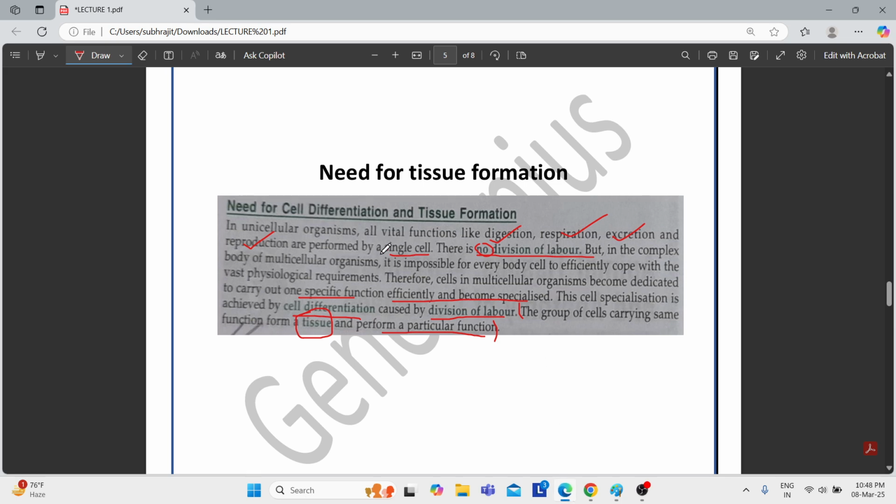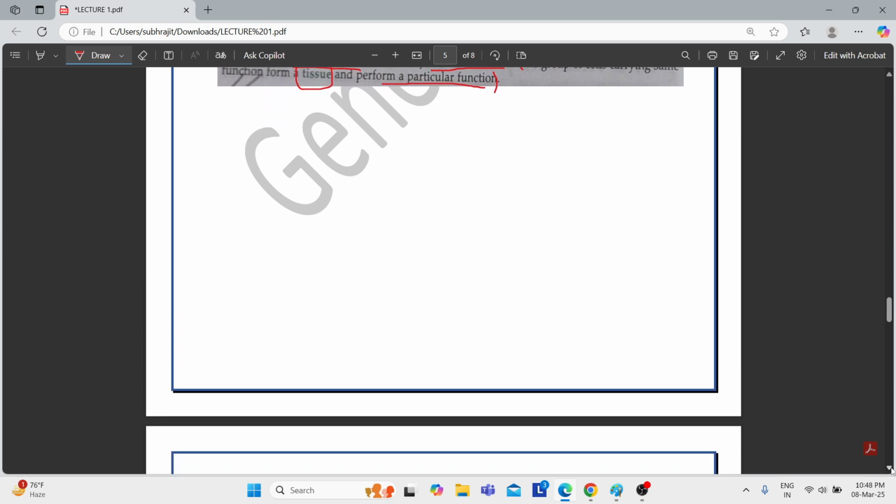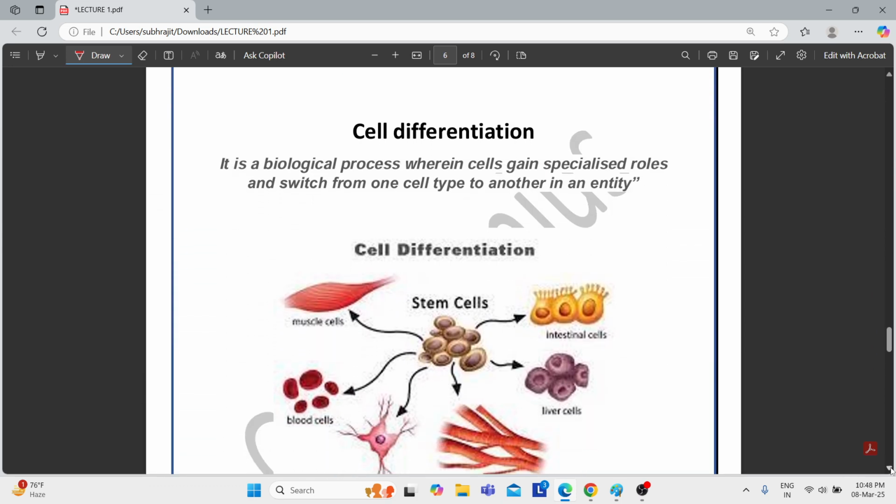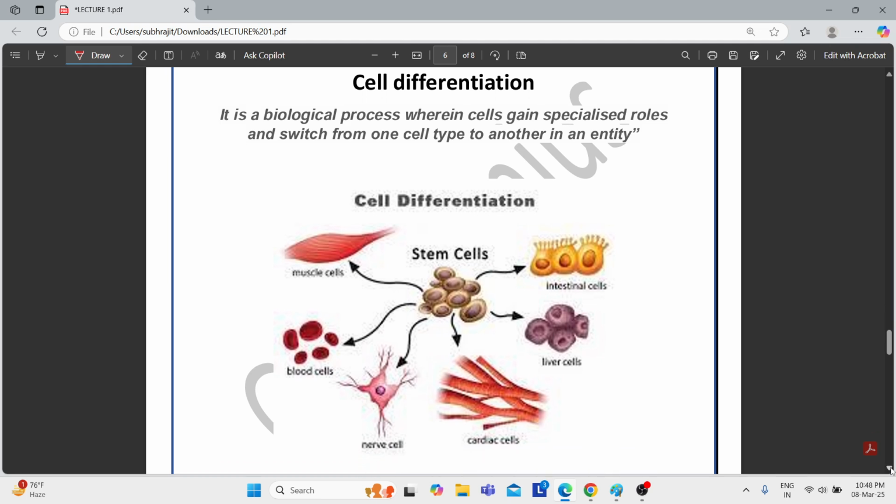Now the term that comes is cell differentiation. What is meant by cell differentiation? It is a biological process wherein cells gain specialized roles and switch from one cell type to another in an entity. In very simple terms, cell differentiation means specialization.